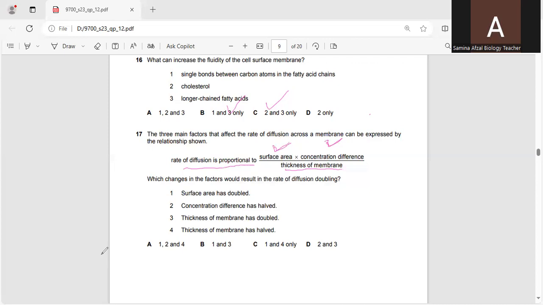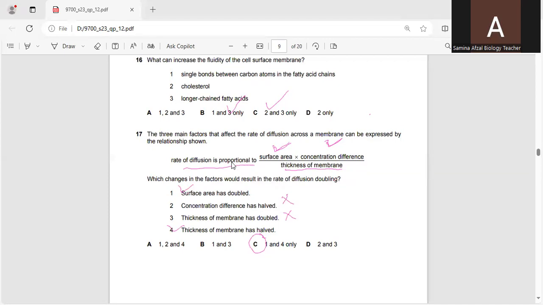Surface area, if the surface area has doubled, yes. Concentration difference has halved, no, there should be a greater concentration difference. Thickness of the membrane is doubled? No. Thickness of membrane is halved? Yes. So 1 and 4 are the correct statements, and so C is the correct option in this case.